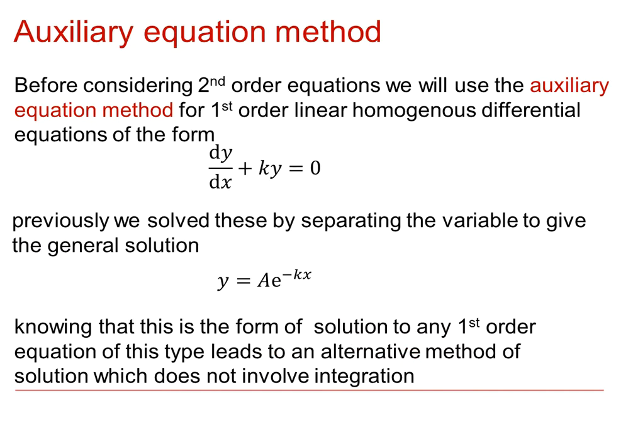Before considering second-order equations, we will use the auxiliary equation method for first-order linear homogeneous differential equations of the form dy by dx plus ky equals 0. Previously, we solved these by separating the variables to give the general solution y equals ae to the minus kx. Knowing that this is the form of solution to any first-order equation of this type leads to an alternative method of solution which does not involve integration.